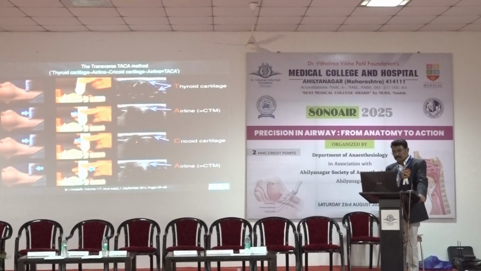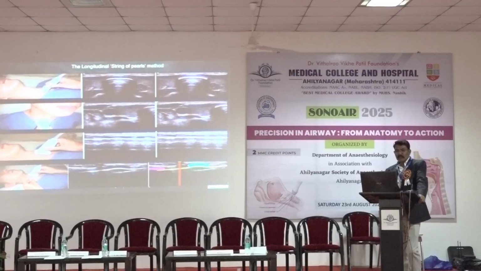Coming to the next, longitudinal as well as horizontal, that is the transverse axis. Place the probe below the thyroid cartilage. Are you able to see this homogeneous structure on either side? This is the thyroid gland, and the line seen as an inverted U is the thyroid cartilage.